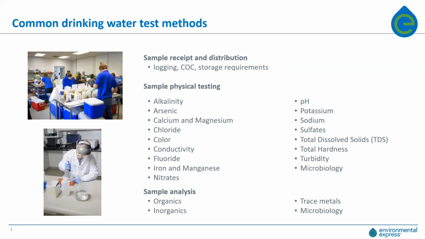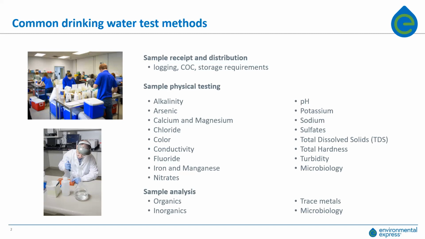So first, I'd like to discuss the three main components of water quality testing. Those being sample collection, the actual physical testing, and then specific sample analysis, whether it's metal analysis or organic analysis for pesticides. Those are three of the main components to common drinking water tests.